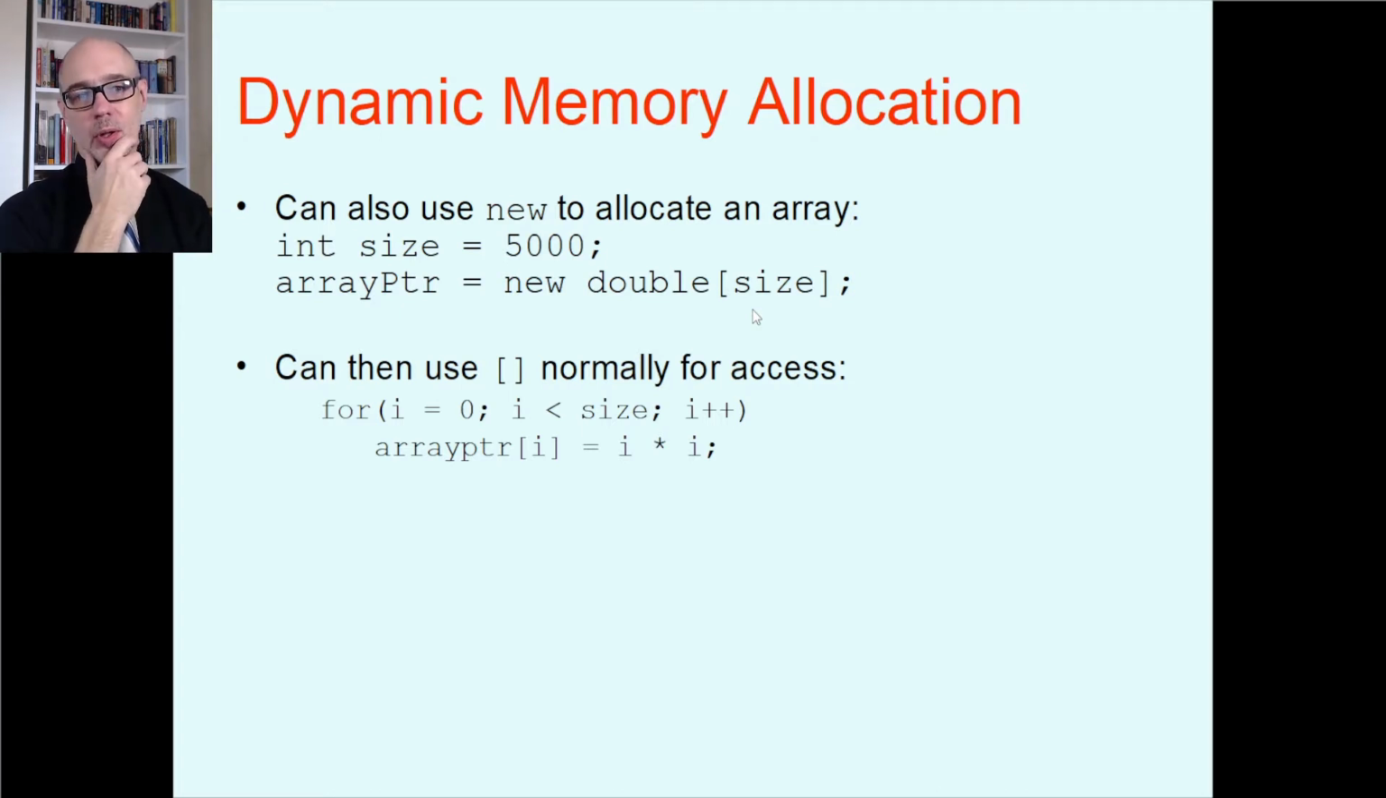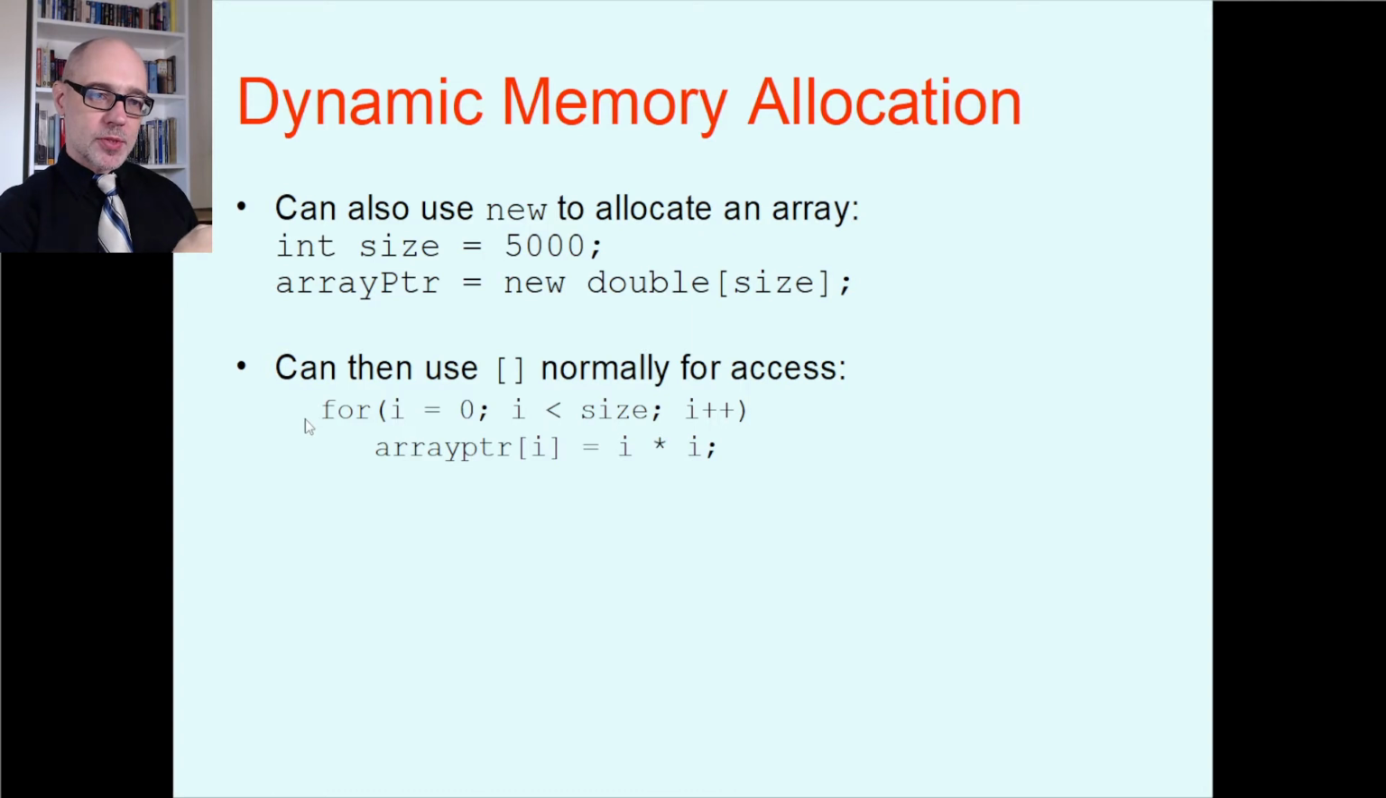and then my operating system would say, okay, so a double array of size 5,000, doubles are 8 bytes each. I guess you're going to need 40,000 bytes. I'm going to find a chunk of 40,000 bytes that nobody else is using, commit it to your program, and give you the address of where that starts. And we're saving it in array pointer.